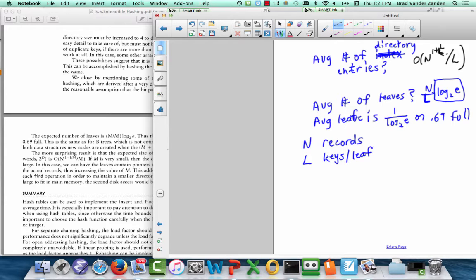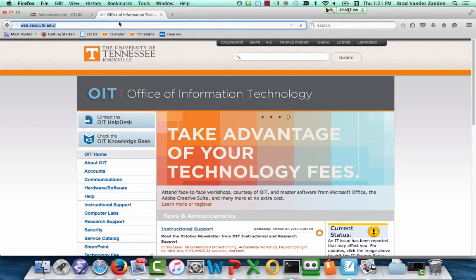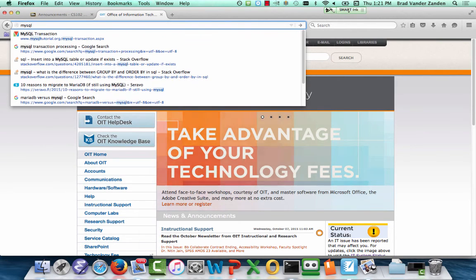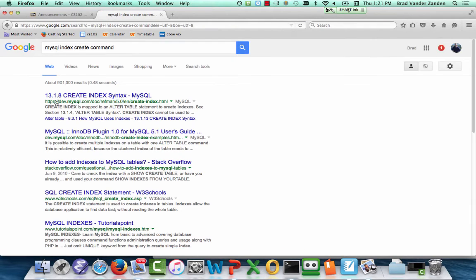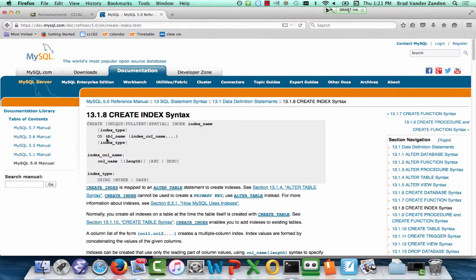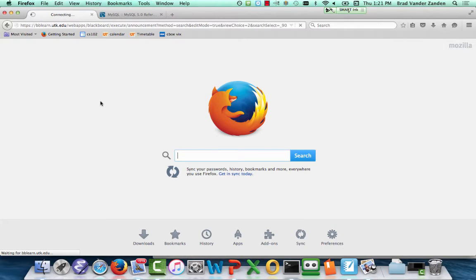I think that there is something like a create index command, but I'm not 100% sure. Here, let's Google it quickly. MySQL index create command. Create index. I was right. Create unique, full text, spatial. Look at that. All these possibilities. That's how you do it. Okay. Other questions? I won't test you on that.